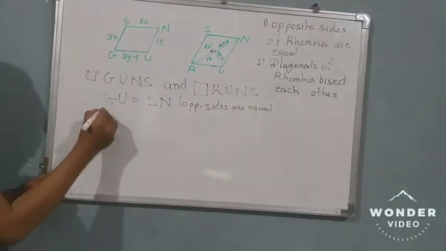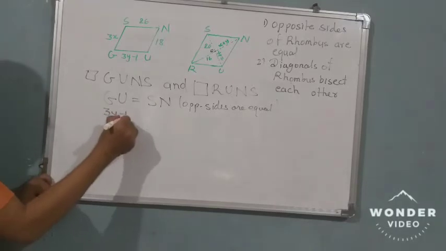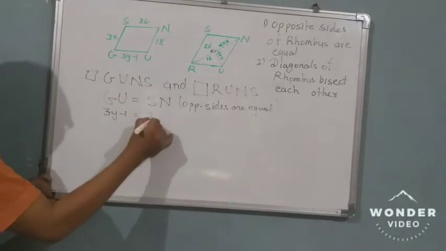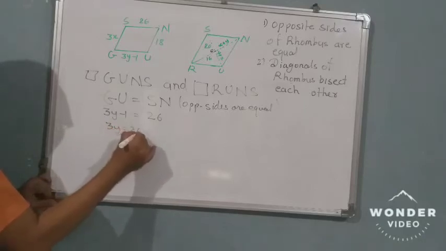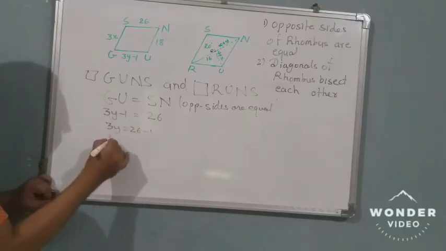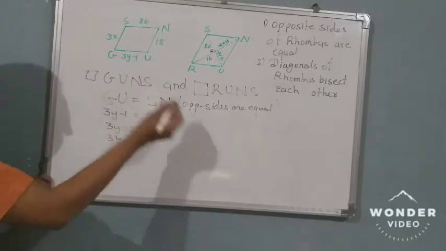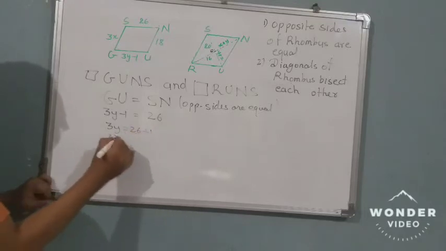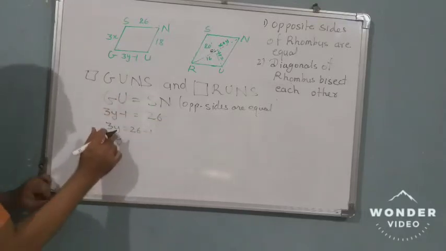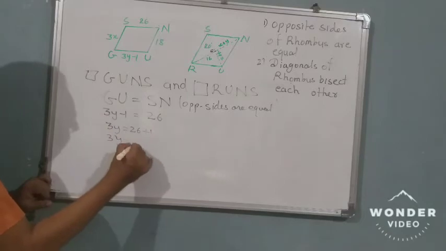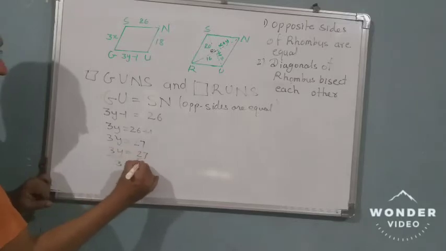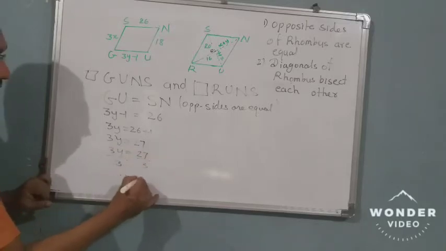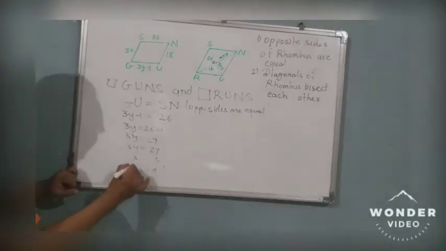What is GU? GU they have given, that is 3y minus 1. What is SL? That is 26. So we have to solve this equation as per our regular method of linear equation. 3y is equal to 26 minus 1, transposing: that minus 1 will go to the RHS and become plus 1. So 27. 3y upon 3 is equal to 27 upon 3. y is equal to 9. This is what question we have.